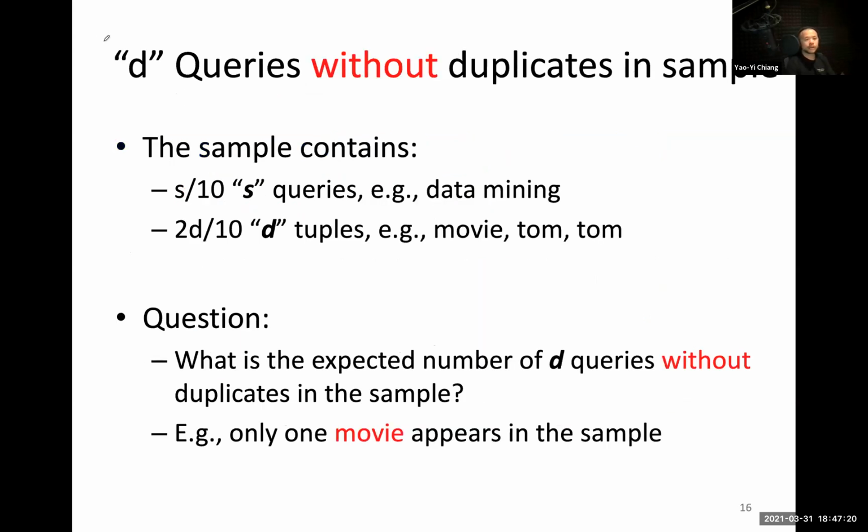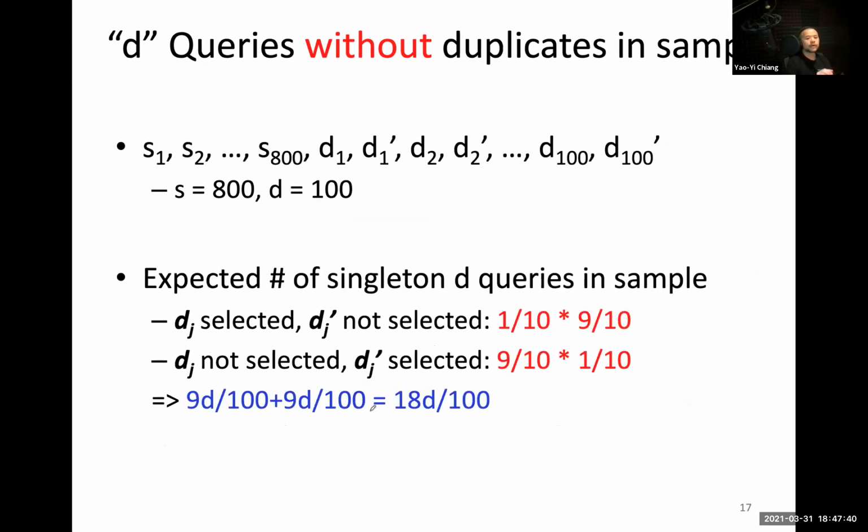Let's say now we are going to look at the D queries without duplicates in the sample, like movie. Again, the sample contains S queries and your D queries. So what's the expected number of D queries without duplicates in the sample, like our movie example? If we look at our queries here, the expected number of D queries where only one of the two words got selected into the sample is, say the first one got selected but the second one was not selected, right? So selected 1 over 10, not selected 9 over 10.